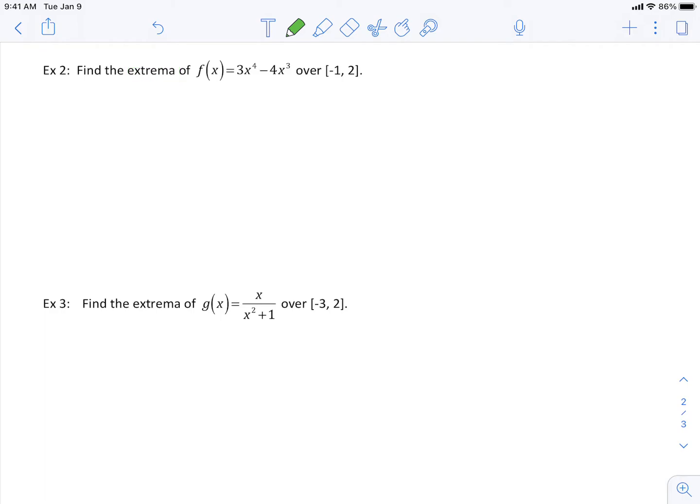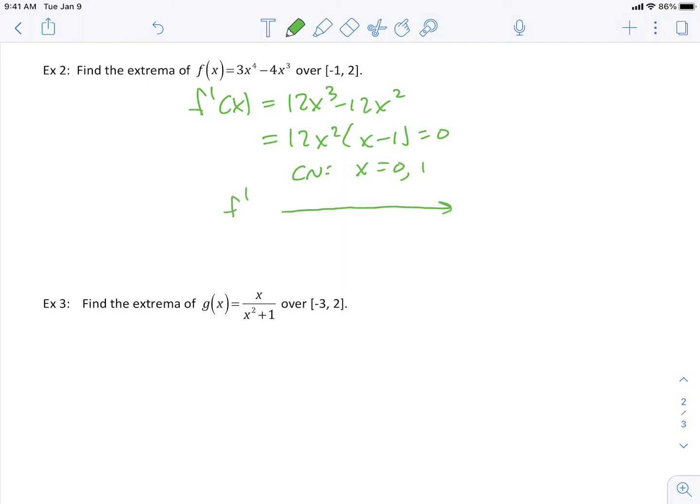So again, following the procedure we outlined, take the derivative so that we can find the critical numbers. The derivative will be 12x cubed minus 12x squared. And we can certainly factor that a bit. Take out a 12x squared, you get x minus 1. Set that equal to 0. Looks like the critical numbers are going to be 0 and 1. And now we do a sign chart. Again, optional but helpful.